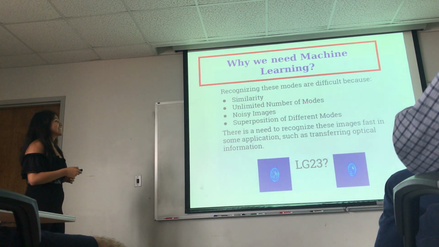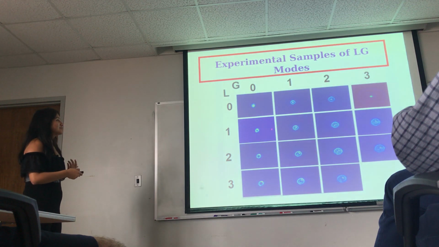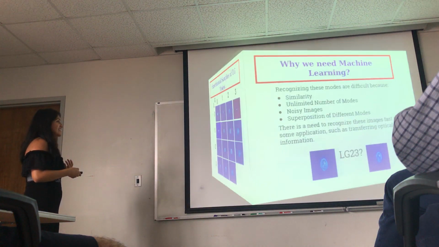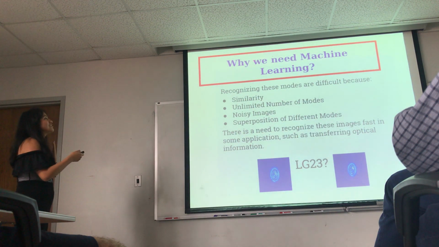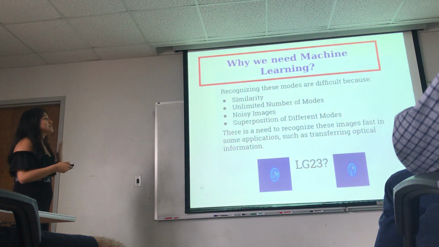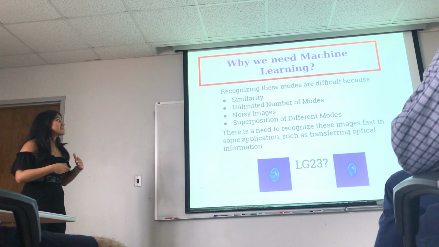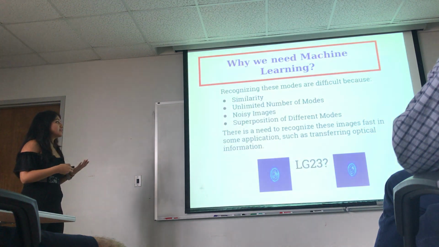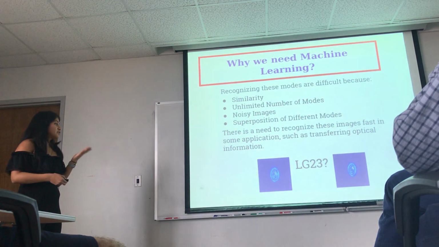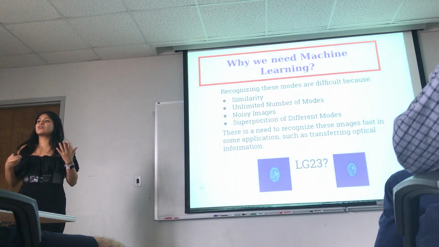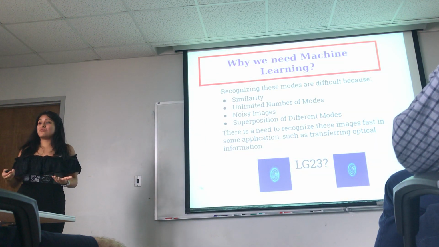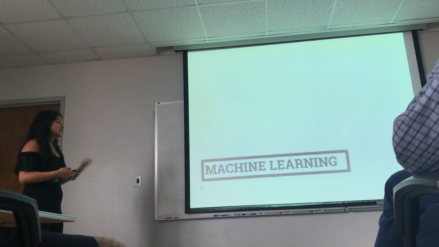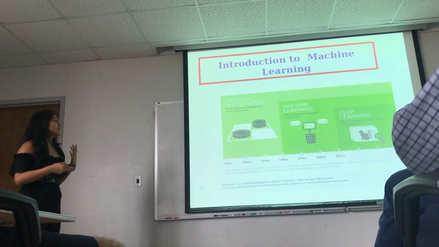So why do we need machine learning? As you see in these images, these modes can be very similar in how they look. So why is this so important? Why do we need machine learning? Recognizing these modes is difficult because they're so similar, and there's so many. There's a limited amount of numbers. And the image can also be noisy. So right now, do you know which one is LG23? Unless you're an expert with the LG modes, you probably don't know what it is. So this is why we're going to use machine learning. So what is machine learning? It is part of the artificial.